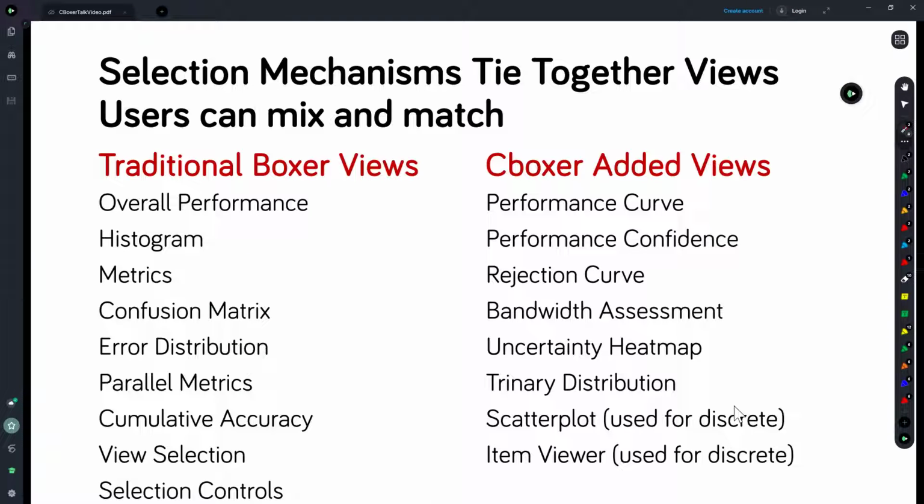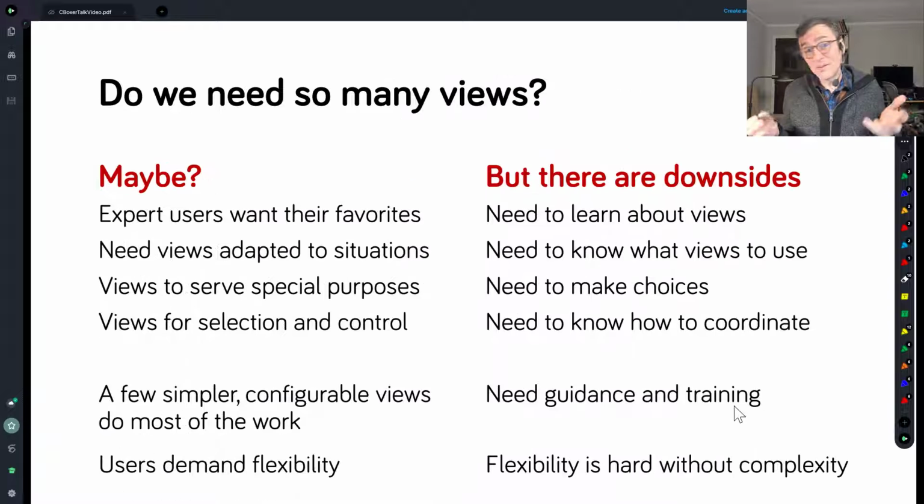Now, the system itself uses selection mechanisms to tie together views and provides a wide range of views. The original Boxer system had a whole bunch, and we've added a whole bunch more. Do we really need so many views? My answer is maybe, because experts tend to want their favorites. We need views that are adapted to specific situations. Some of the views do have very special purposes. And some of the views are there to support selection and control, so they magnify the utility of other views.